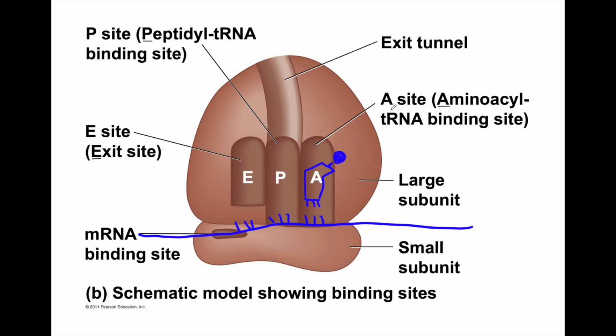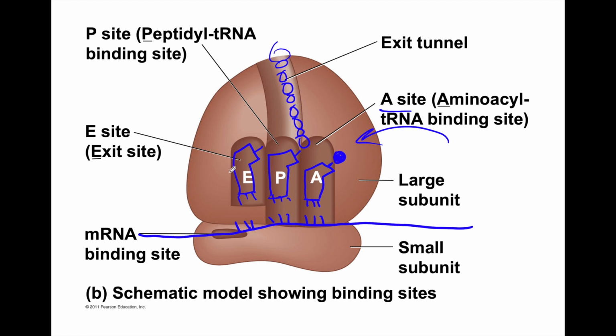So A actually stands for amino acid. That's where you're going to bring the new tRNA. That's where the tRNA is going to enter into the ribosome and bring in its amino acid. Whereas the P site, P stands for polypeptide. That's where you have the tRNA that has the growing polypeptide, the protein you're trying to build. So P stands for polypeptide. E stands for exit.